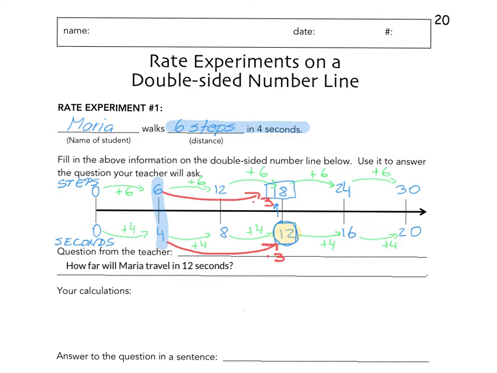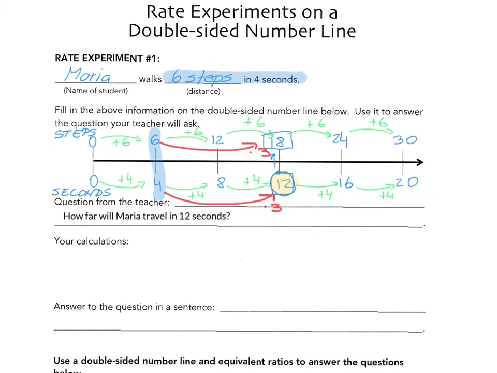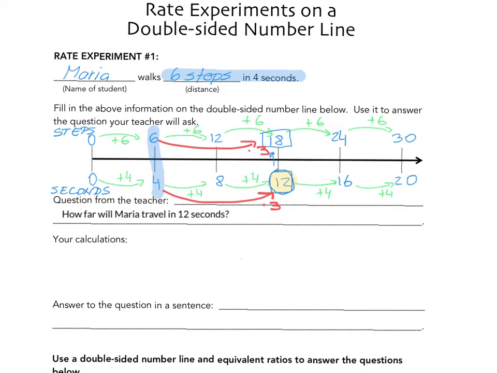So my calculations are presented above. And I'm just going to show you how to do this using equivalent ratios. And that's what I'm going to put under my calculations. Rates are done usually using double-sided number line or equivalent ratios. So let's go and use equivalent ratios. So we're going to start with a given rate, which is 6 steps in 4 seconds. So this is my given rate. This is where I start.